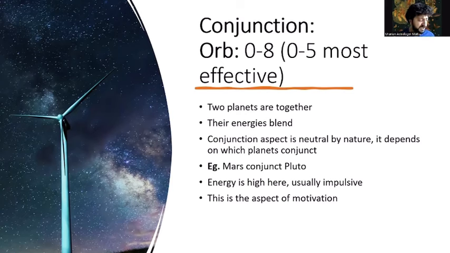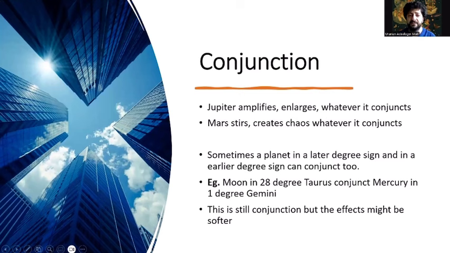But conjunction is the aspect of motivation because the energies will be high, like they will kind of double each other up with conjunction. And in general, for example, Jupiter conjunctions amplify, enlarge whatever it conjuncts. So the expansion might be in a good way or in a bad way sometimes. And Mars in conjunction stirs, creates action, and creates chaos. So it creates a type of restlessness with the planet that it conjuncts.